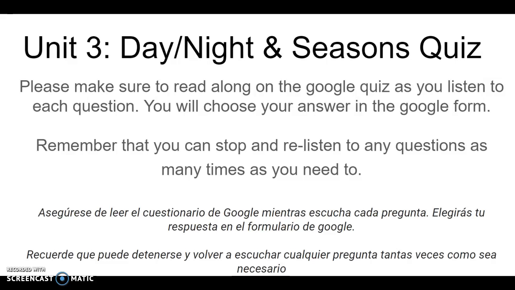Question 5. In which position is it winter in North America? Position 1, because North America receives the most direct sun. Position 2, because North America is tilted towards the Sun. Position 3, because North America is parallel to the Sun. Or position 4, because North America is tilted away from the Sun. Remember that you can stop this audio if you need to re-look at this picture in order to answer this question.